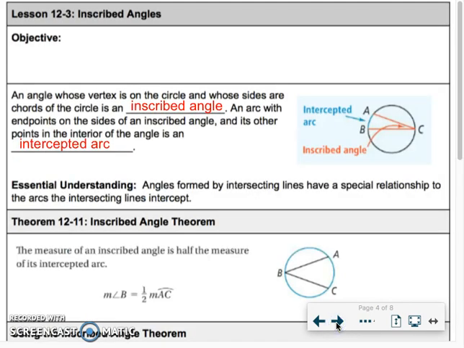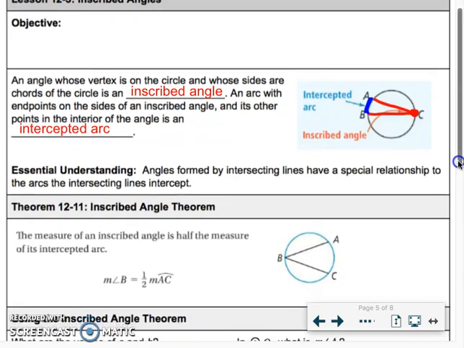So inscribed angles, alright? An angle whose vertex is on the circle and whose sides are the chords of the circle. So an inscribed angle has its vertex on the edge, and the sides of the angle are chords. Okay? When you have an inscribed angle, that inscribed angle is cutting off or intercepting part of the circle, so we get an intercepted arc. So there's a relationship between the blue arc and the red angle as far as their measure.